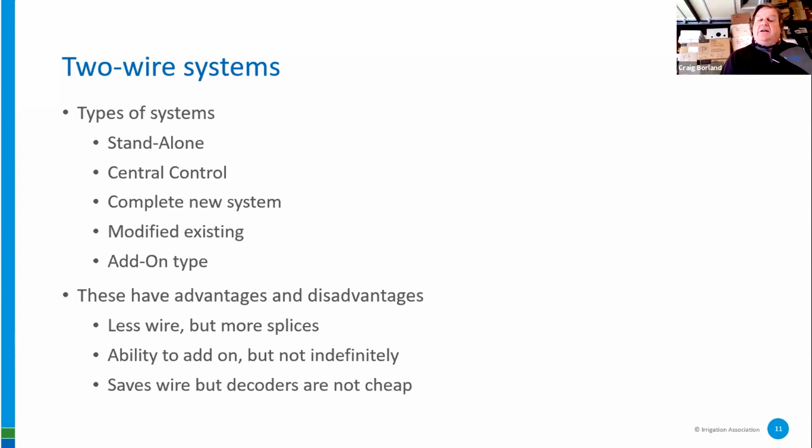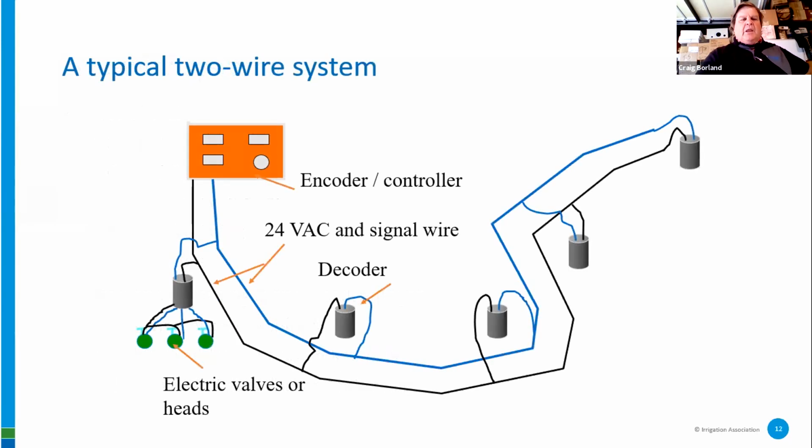The ability to add on, but not indefinitely. It does save wire. However, decoders, they're not inexpensive, and wire connectors are not inexpensive. So there are some things that we'll talk about here briefly. Time is running short. So here's an example of a simple system. You got your sprinkler timer there. You got your 2-wire path. I need you to pay careful attention here.